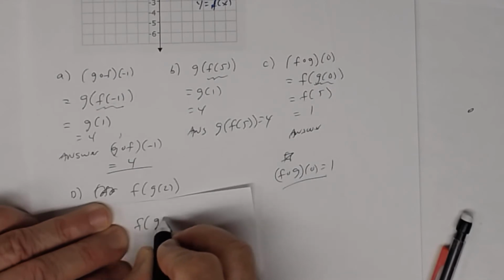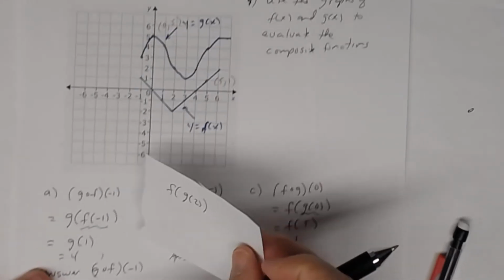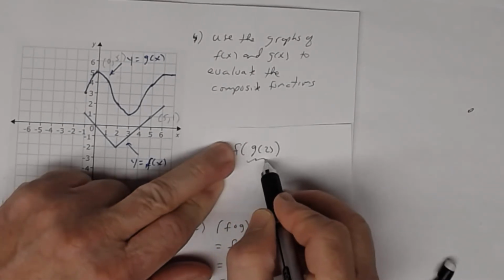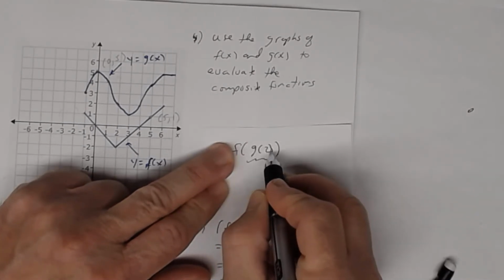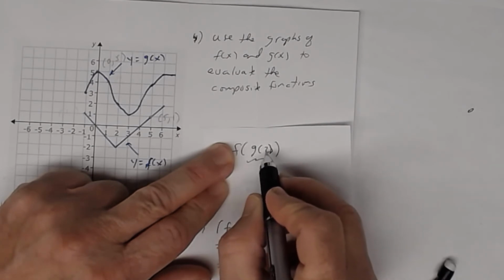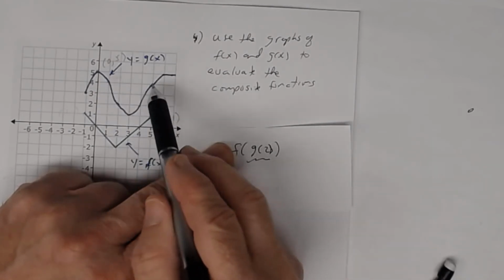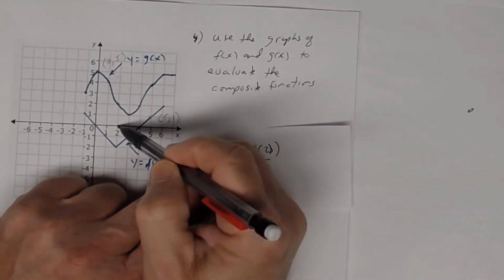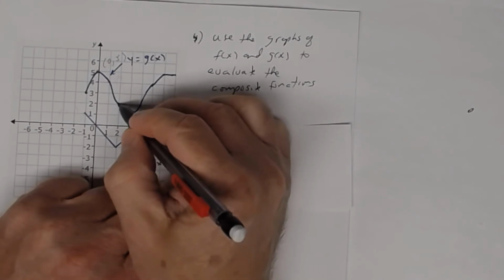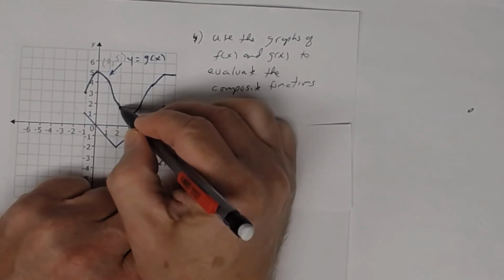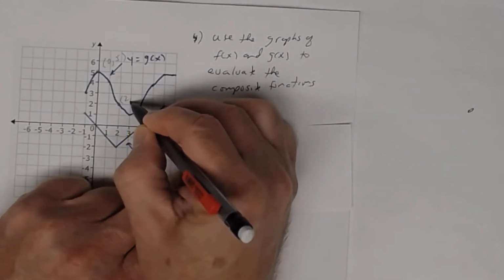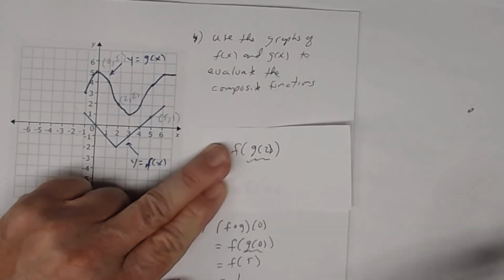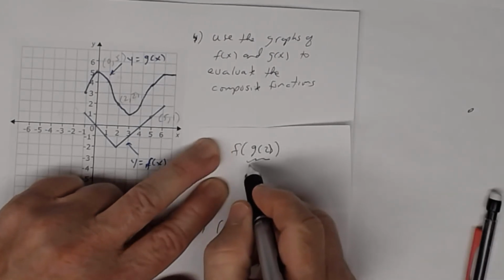So f of g of 2 is what you want to find. All right, so let's see. Remember, the first thing you're going to do is find the innermost first, so g of 2. So g of 2 means when x is 2, you go to your function g, that's this right here. When x is 2, what's that y value? Here's where x is 2, right? That y value right here, you can see it's 2. But if you need to label your points, then do that. That's (2, 2). So when x is 2, the y value is 2. So g of 2 is 2.